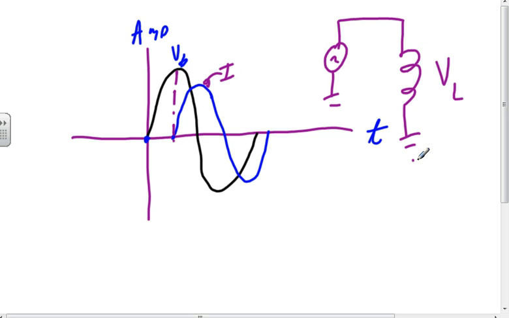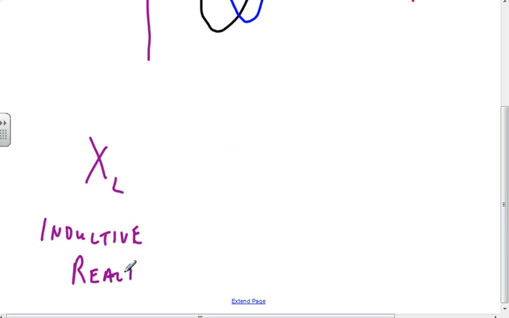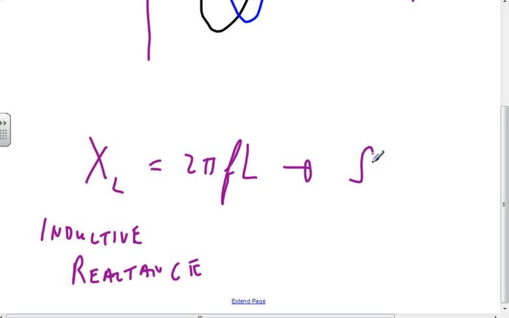Now, this is what we've been waiting for. X of L, which is our inductive reactance, is going to be 2 pi F, for frequency, times L, the inductance in henrys. We're going to measure inductive reactance in ohms.